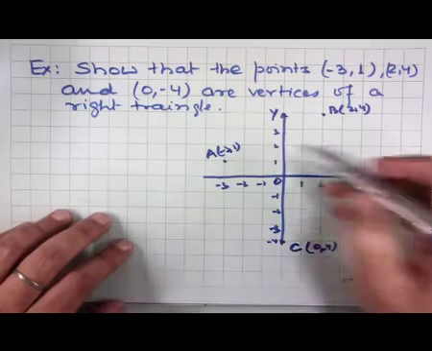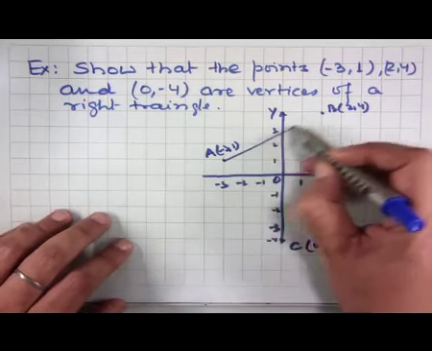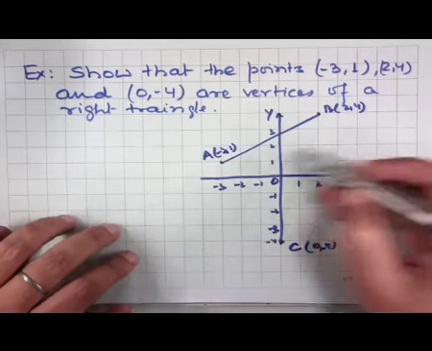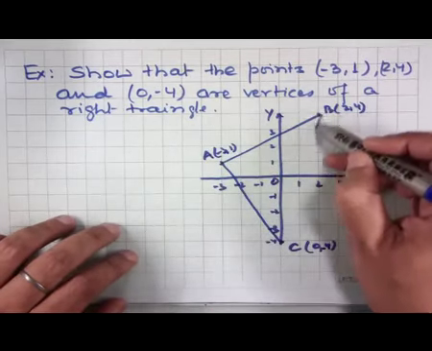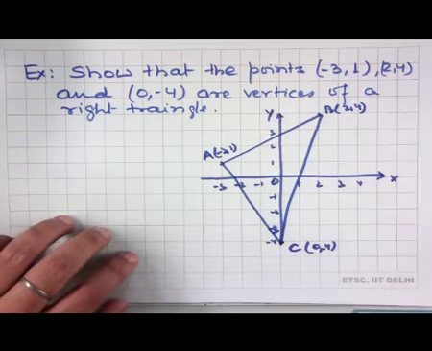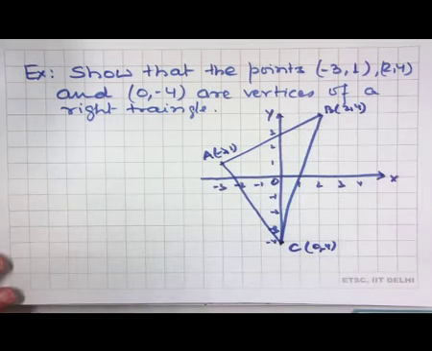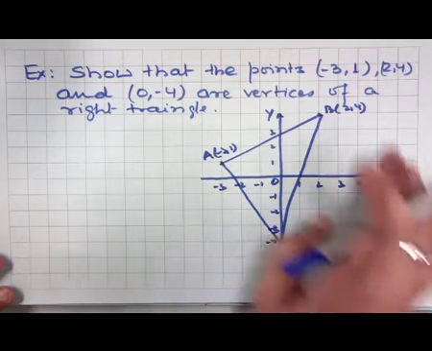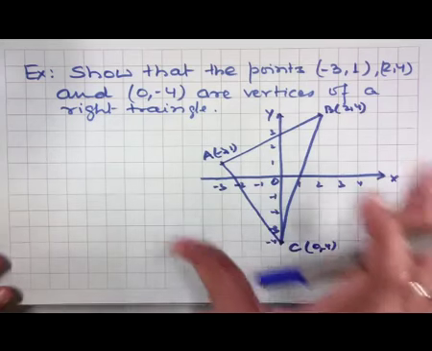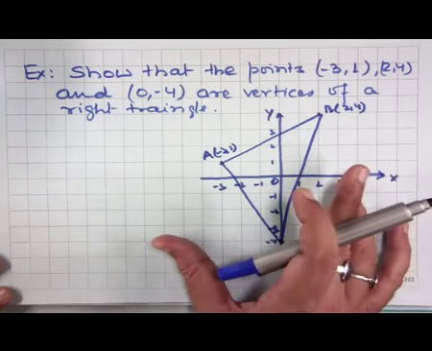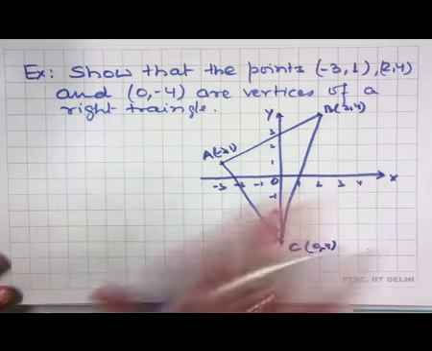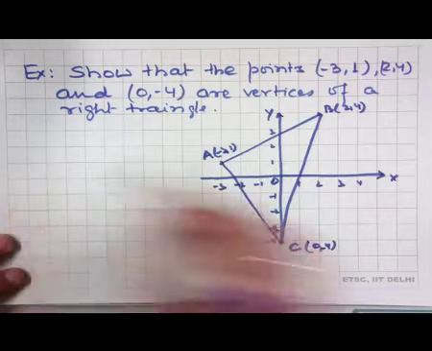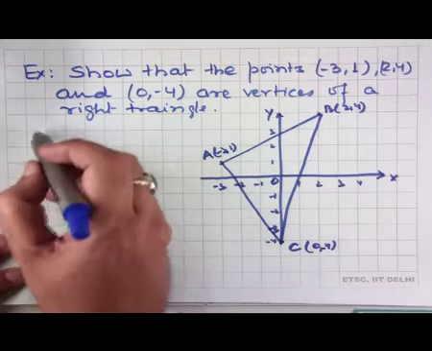Now join these 3 points. Now we have to prove that this triangle ABC is a right angle triangle. If this triangle is a right angle triangle, then the square of one side must be equal to the sum of the squares of the other two sides. So let us find the value of AB square.